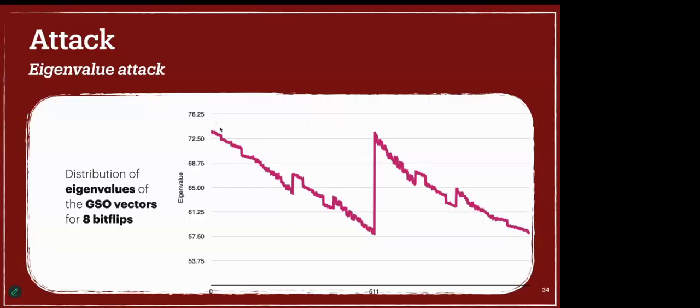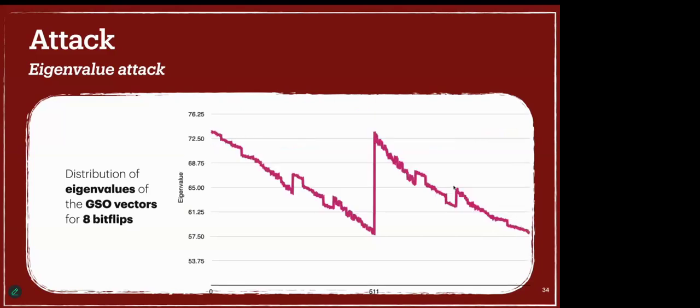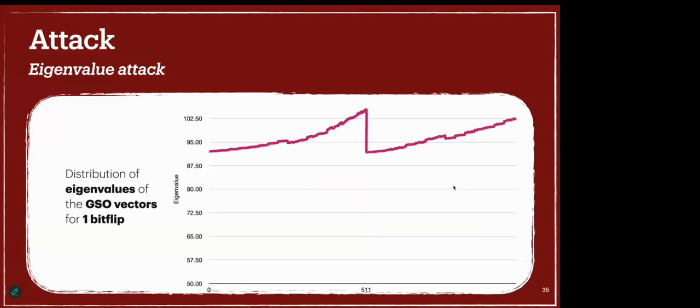What we can see is that there is a sharp decrease on the first part of the eigenvalues and a distinct sharp decrease for the right part. This is due to the structure of the lattice of the basis, and we don't really care about it now. But if we consider one bit flip, we see the reverse pattern, so an increase instead of a decrease. And what is important is that these patterns are consistent over the same number of bit flips.